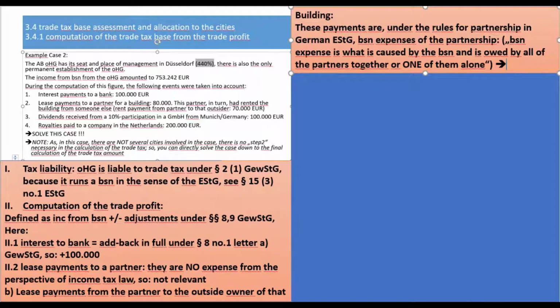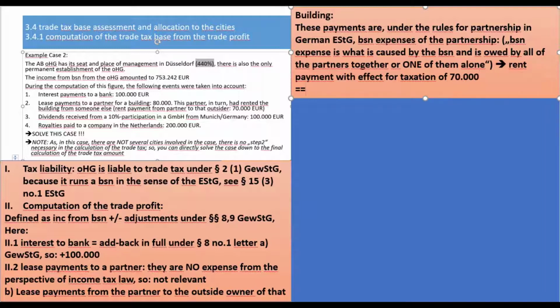So we have rent payments with effect for taxation of 70,000 to the outside world, and so that is an add back for rent payments for a building under paragraph 8 number 1 letter E. 50% add back, that's 35,000.